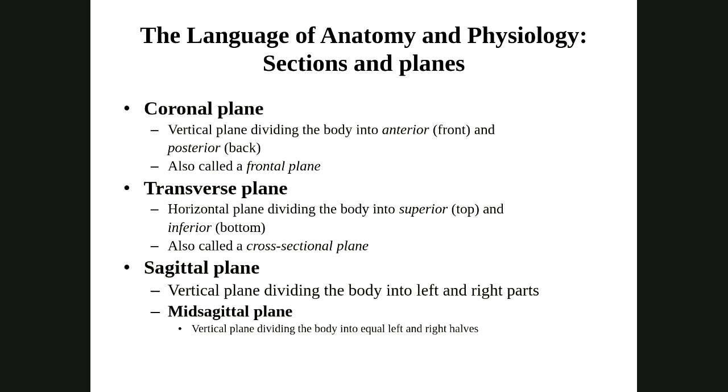Okay, here we can see again the coronal plane divides the body into an anterior and a posterior portion, and this is also called a frontal plane. So you may hear either coronal or frontal. Coronal refers to the crown region, and on the image coming up, you can see where the crown region is dividing. The transverse plane is a horizontal plane dividing into a superior and inferior, top and bottom portion, also referred to as a cross-sectional plane. Again, here's the sagittal plane, dividing the body into left and right parts. And the mid-sagittal plane is a vertical plane dividing it into perfectly equal left and right halves. There's only one mid-sagittal, but there are many different sagittal planes.